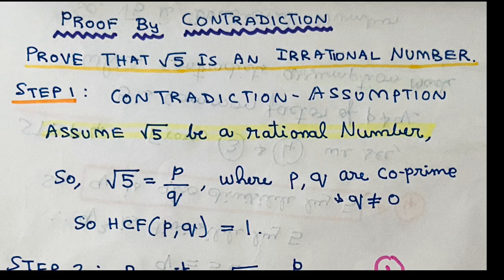For that we can complete in 4 steps. Step 1, you are going to assume root 5 as a rational number. So when root 5 is in rational form, it will be in the form of p by q. So p and q are co-primes and they are integers, hence they will have a common factor as 1 only. Hence the value of HCF is 1.